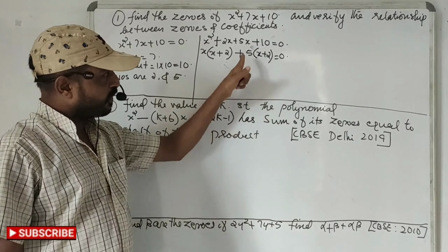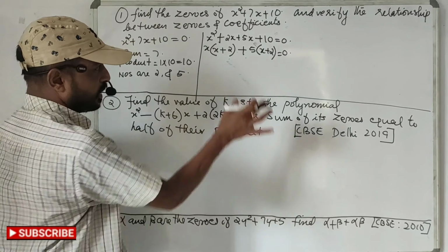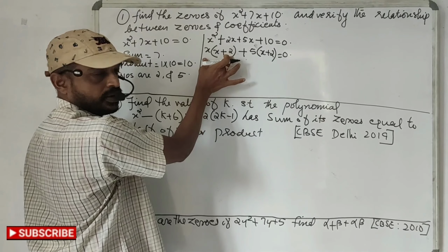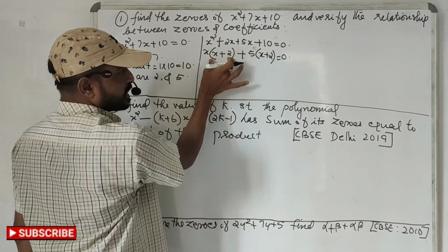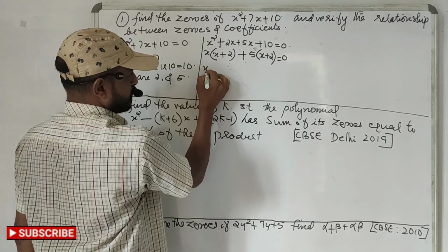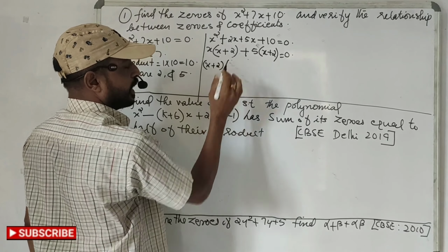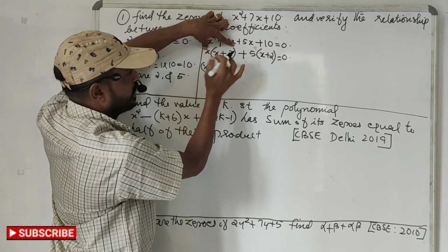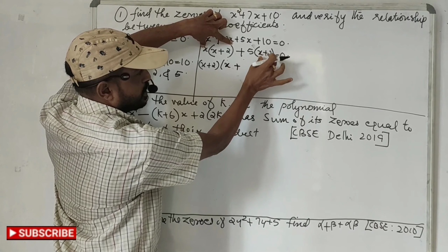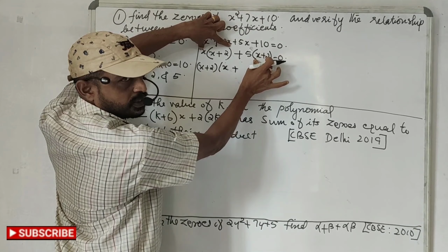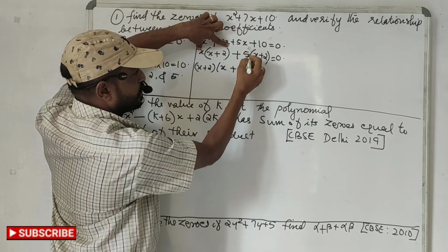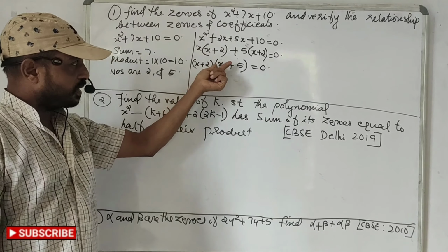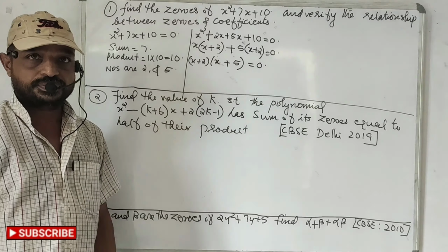5 into x plus 2 equals 0. In these two terms, x plus 2 is a common factor. So x plus 2 into, from this term, if you take x plus 2 outside, x remains, plus, from this term, the remaining is plus 5, equal to 0. So x plus 2 into x plus 5 equal to 0.